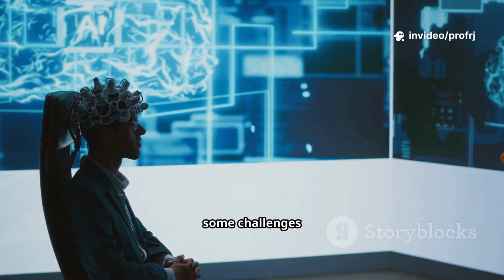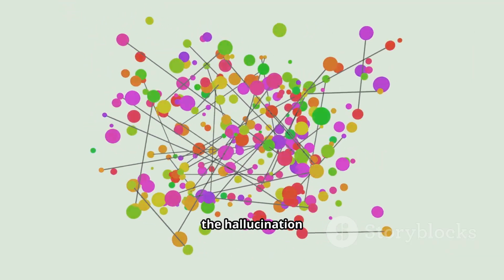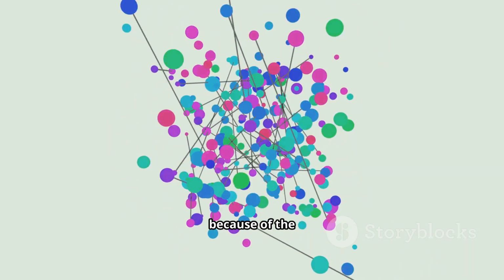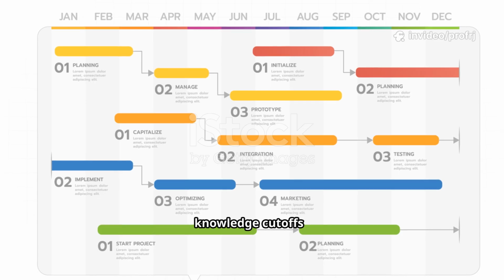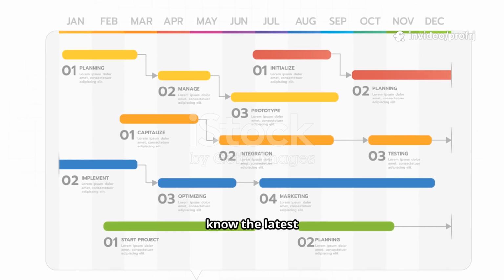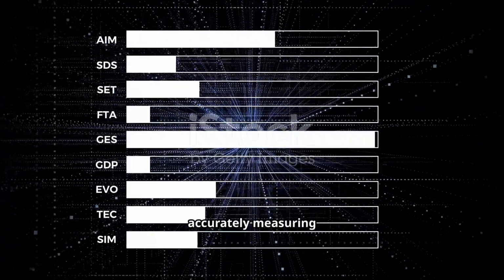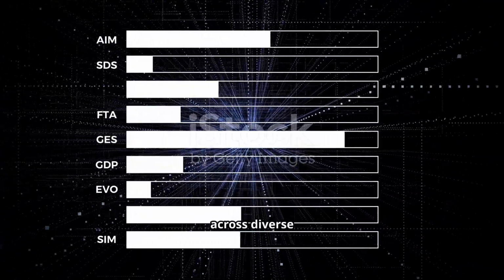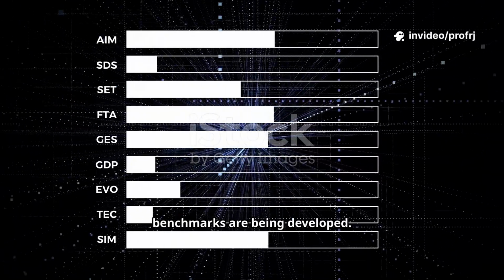Even with progress, some challenges remain. It's mathematically impossible to drive the hallucination rate to zero because of the probabilistic nature of large language models. Domain gaps and knowledge cutoffs: models trained on static data may not know the latest facts or events. Evaluation difficulties: accurately measuring hallucinations across diverse domains is hard. New frameworks and benchmarks are being developed.